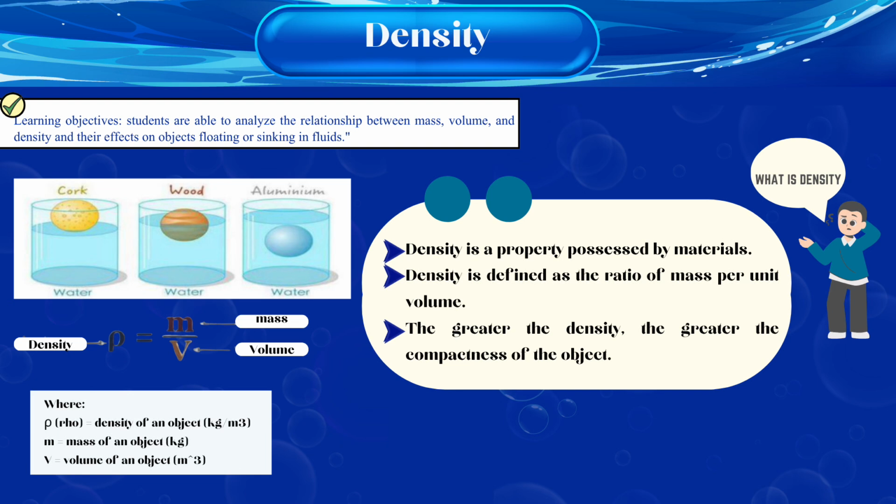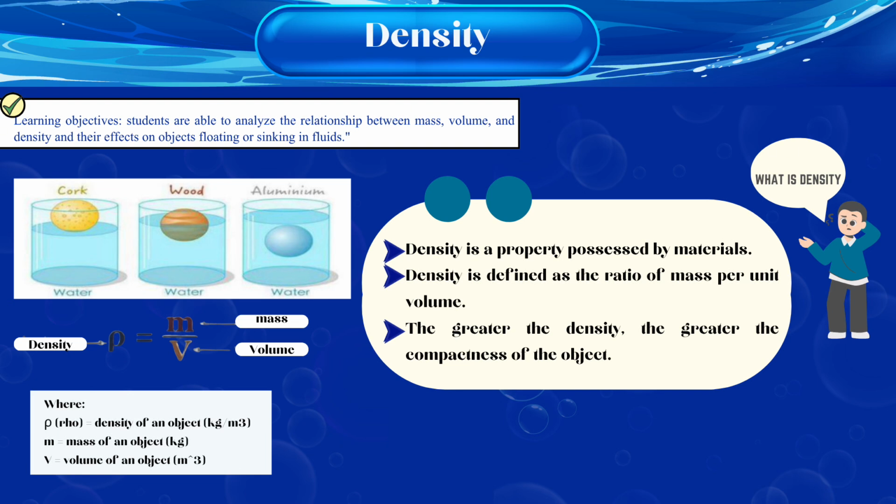Density is a property possessed by materials. Density is defined as the ratio of mass per unit volume. And the greater the density, the greater the compactness of the object. There are illustrations of objects such as cork, wood, and metal placed in water.